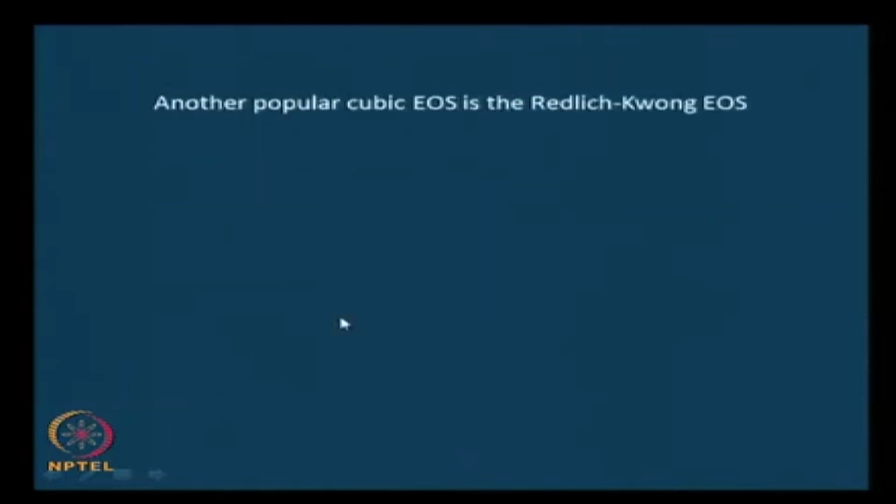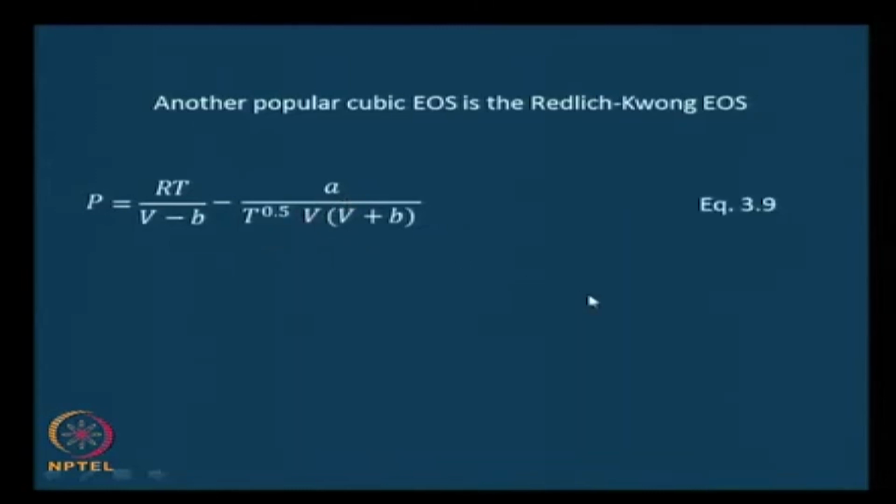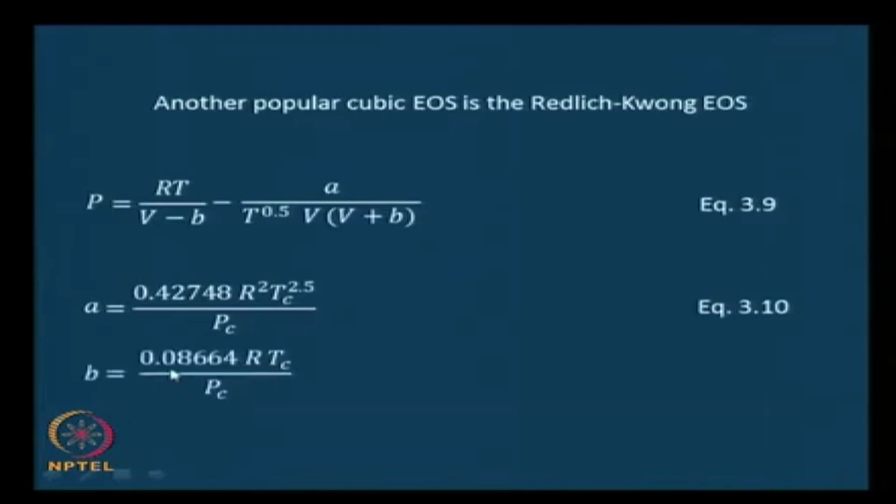Then another popular cubic equation of state we saw is the Redlich-Kwong equation of state, which is given as P equals RT by V minus B, minus A by T power 0.5 V into V plus B. And we said the A and B in the Redlich-Kwong equation of state can also be calculated from the critical properties. A is given by 0.42748 R squared Tc power 2.5 by Pc, whereas B was 0.08664 RTc by Pc.